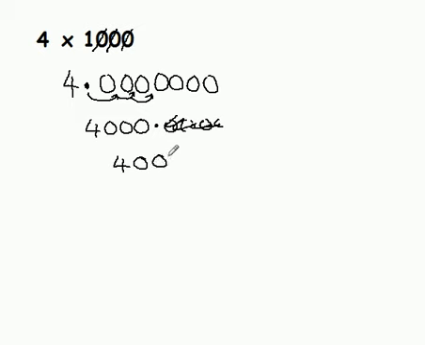And we're back to 4,000, which we know is the answer. 4 times 1,000 is obviously 4,000.